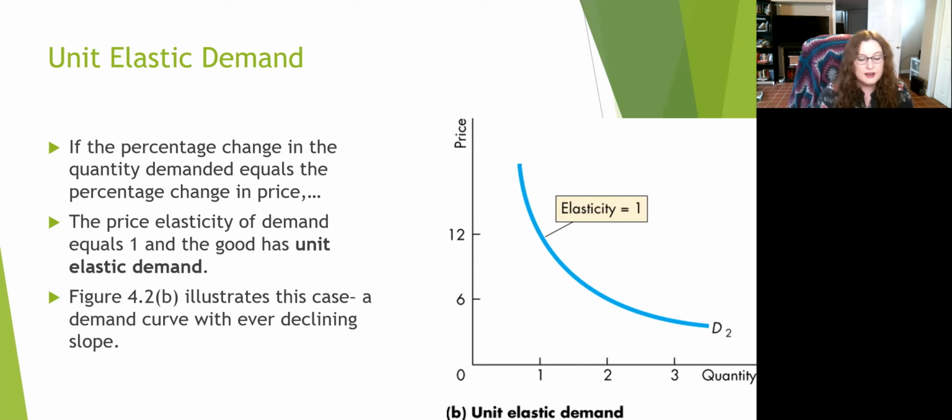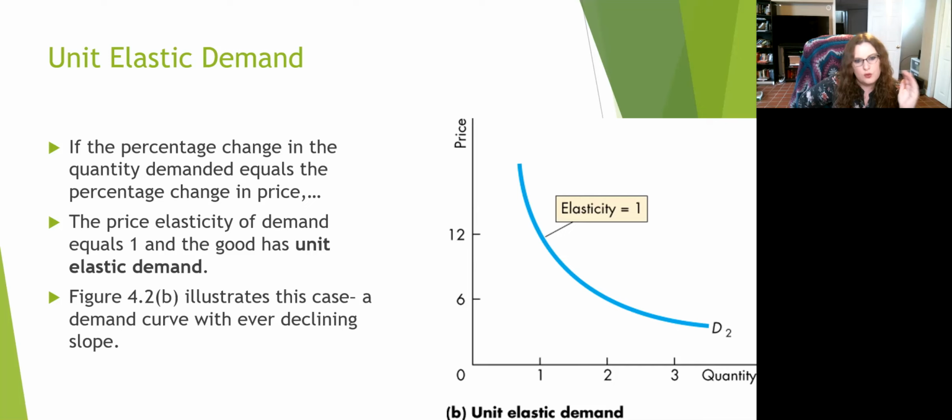Or gasoline. If gas prices double, well, it's not that everybody stops driving. Maybe we drive 15% less, even if the price went up by 100%. So we have to look at these sort of situations when it's inelastic, if it's between 0 and 1. If it's equal to 1, this is a special case called unit elastic.